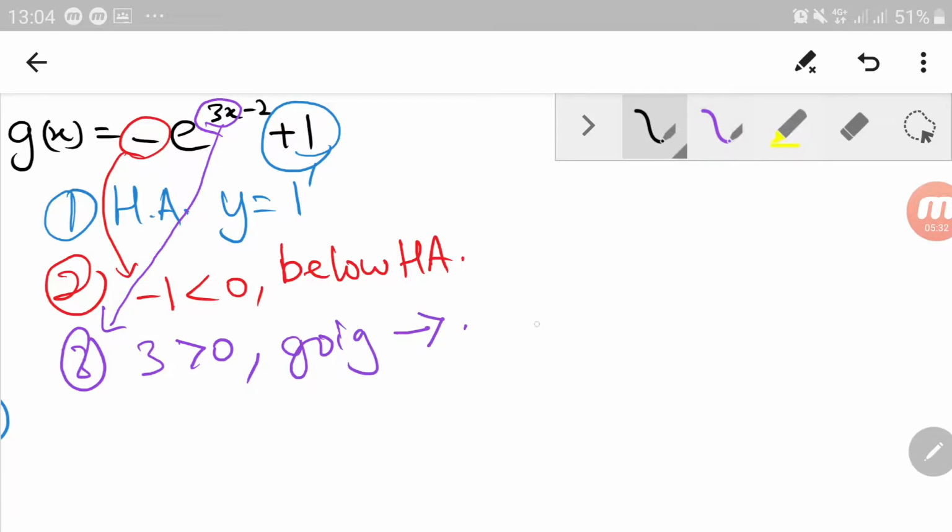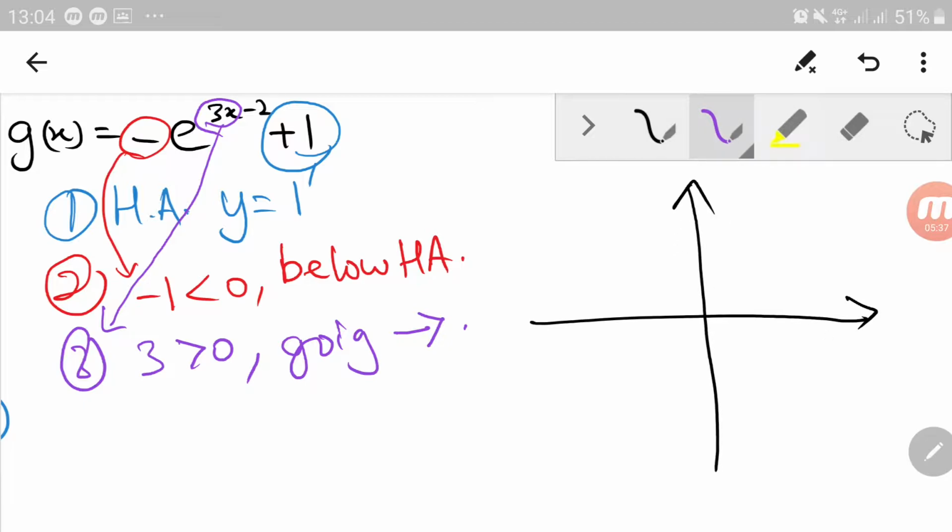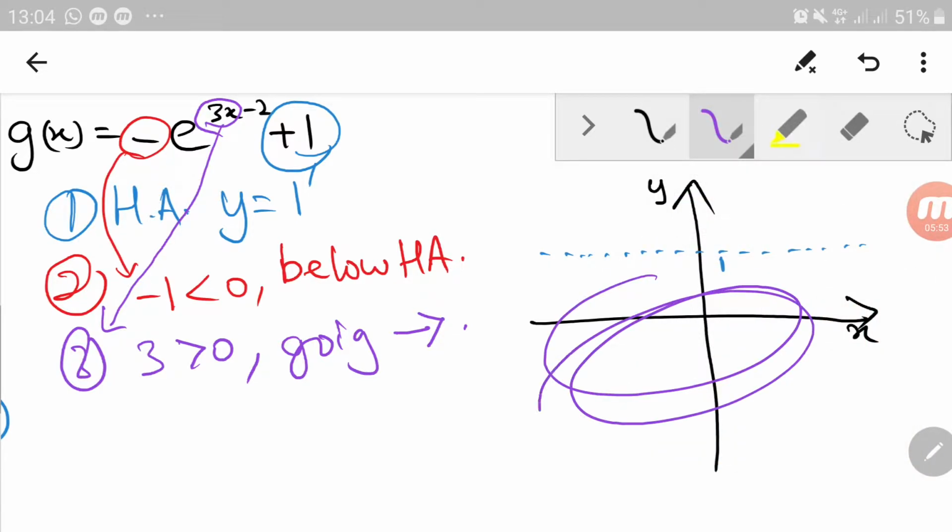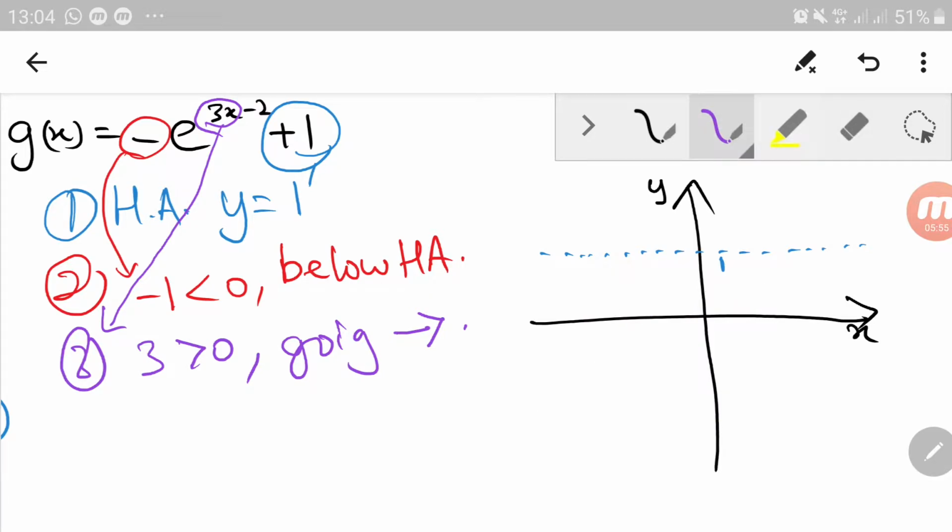Now, we have that. The y-intercept 1 is somewhere here, below. So this is 1, this is x, this is y. It's below, so it's somewhere here, and it's going to the right. How do we go to the right? We must start from the left. So something like that. So this is our g(x).